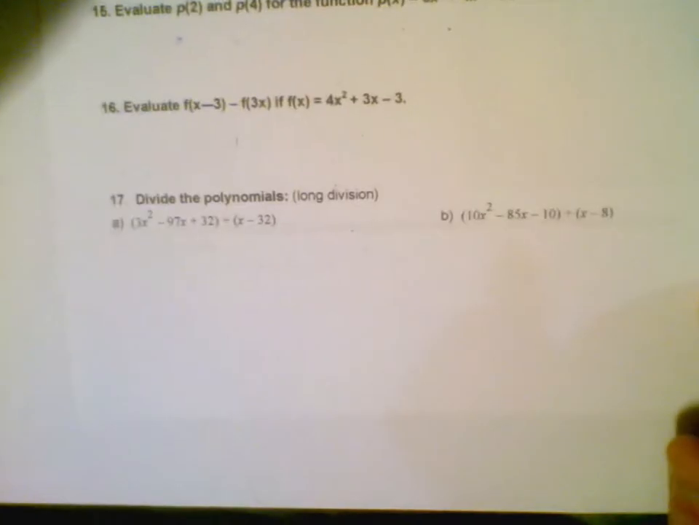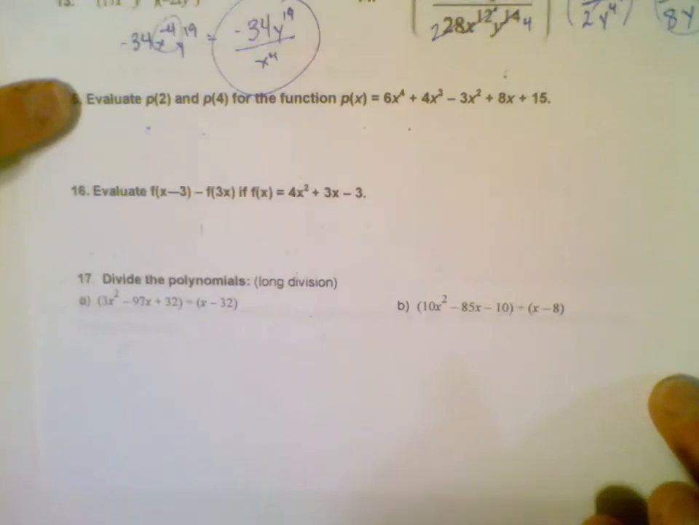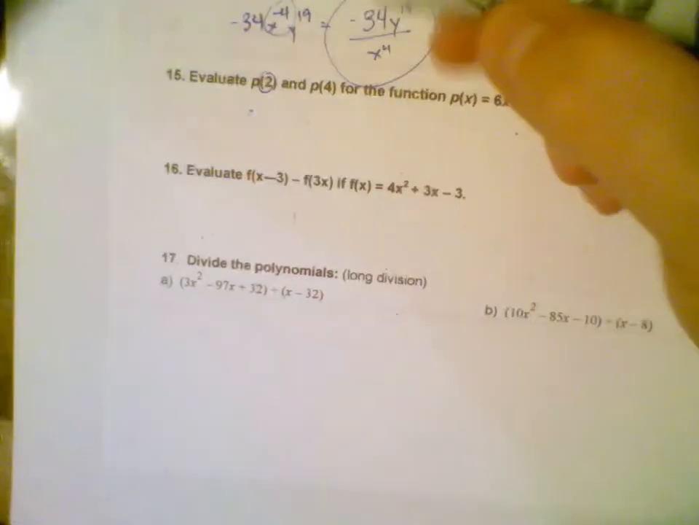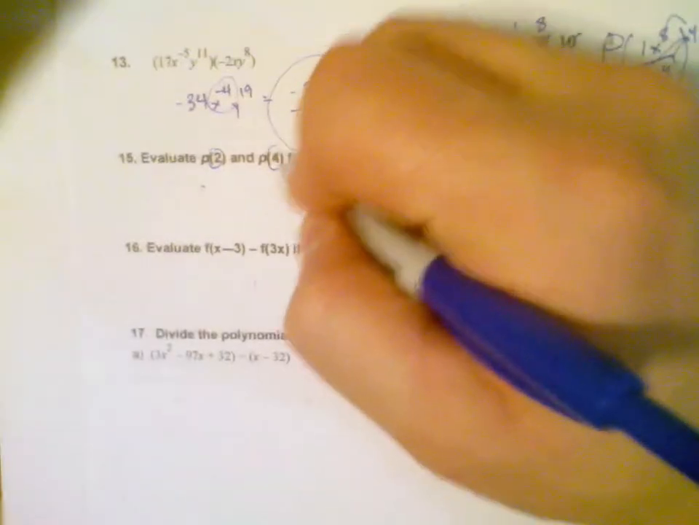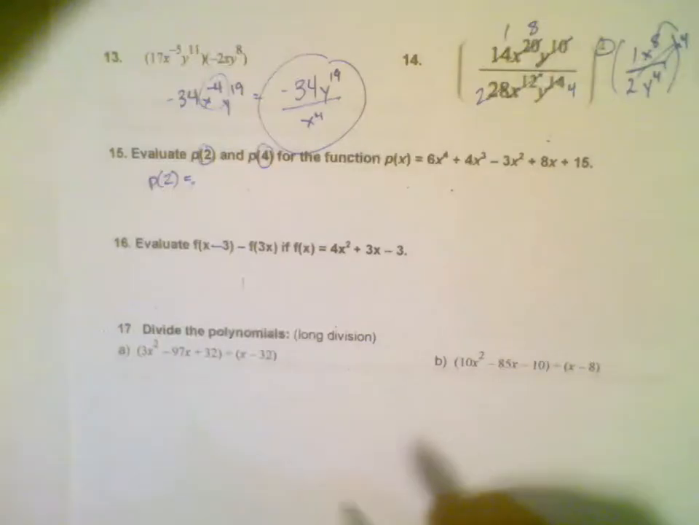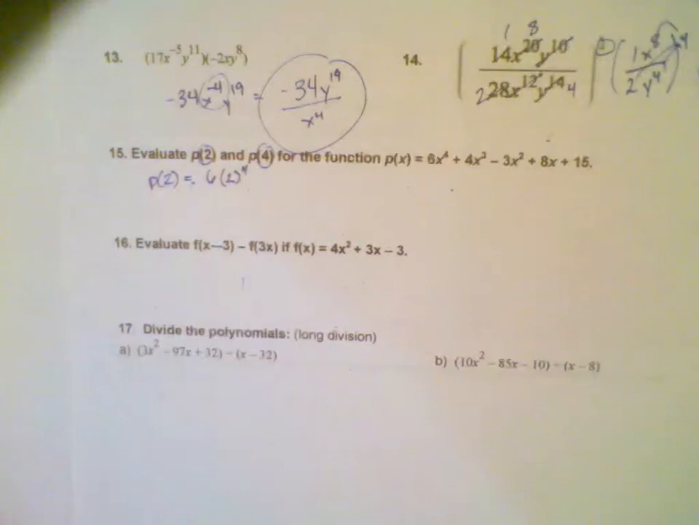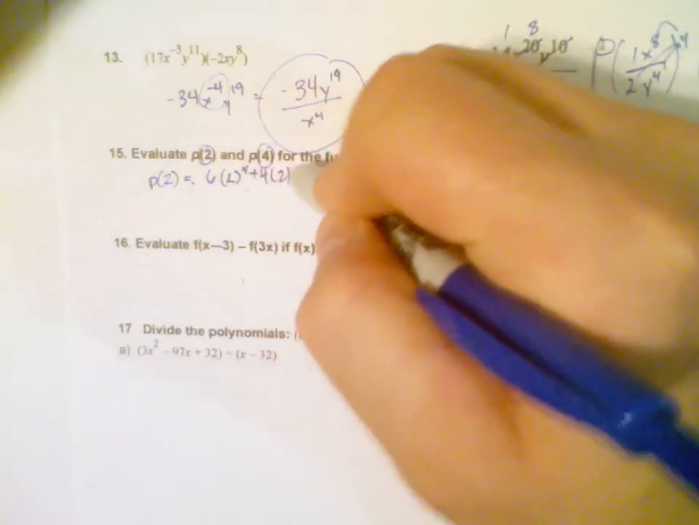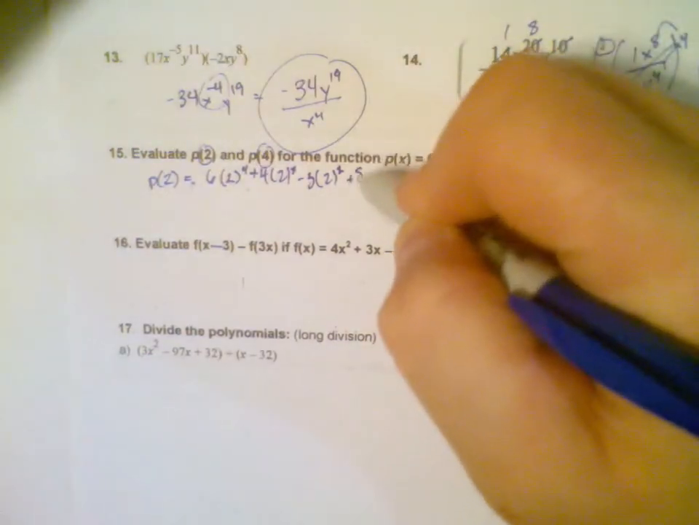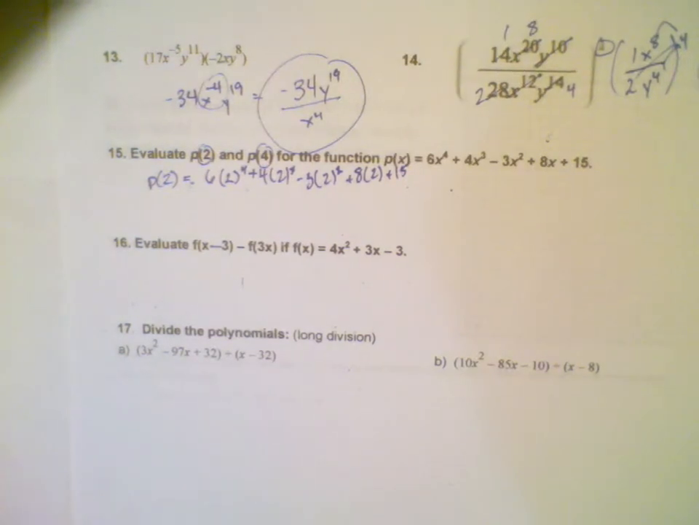Okay, down below, evaluate the polynomial. This is just simply you plug it in. Okay, you plug in the 2. I plug in 2 first, and then I plug in 4 next. Okay, so it looks like this. P of 2 equals, I'm only going to do the 2. Alright, 6 times 2 to the 4th plus 4 times 2 cubed minus 3, 2 squared plus 8 times 2. Alright, so I just plugged in 2 for all the x's, and now I'm going to evaluate.